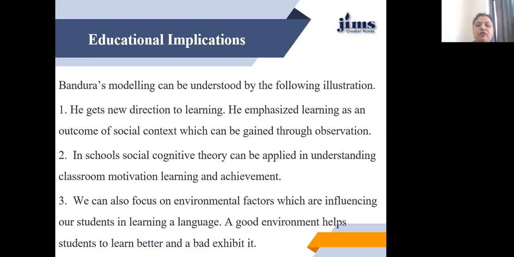We can also focus on environmental factors which are influencing our students in learning a language. If we motivate our students and give them reinforcement, that always influences their language learning. A good environment helps students to learn better, and a bad environment hinders it.